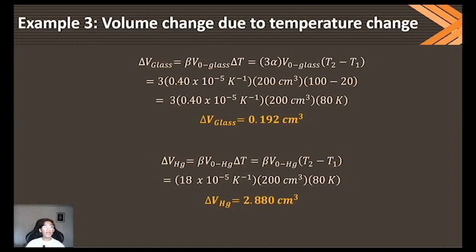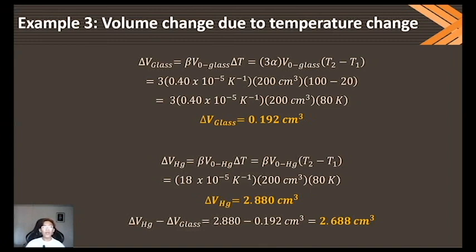So to calculate for the amount of the mercury that will overflow, we subtract delta V of the mercury minus delta V of the glass. So we have 2.880 cubic centimeters minus 0.192 cubic centimeters. Our answer is equal to 2.688 cubic centimeter. So the amount of the mercury that will overflow is equal to 2.688 cubic centimeter.